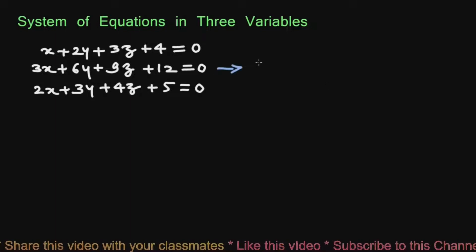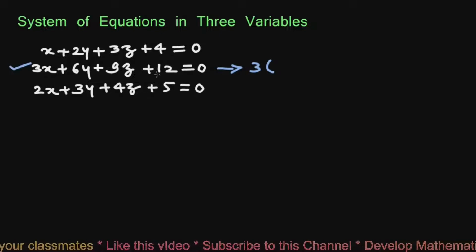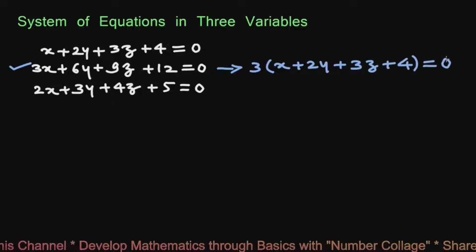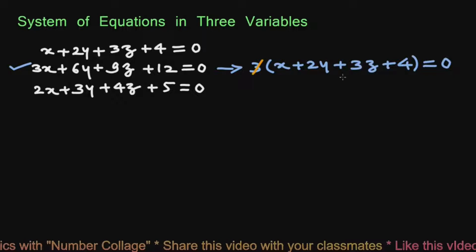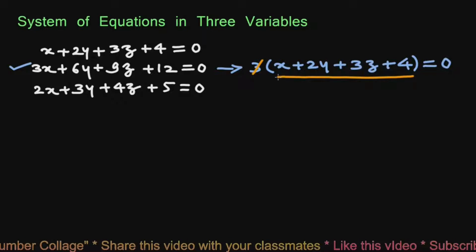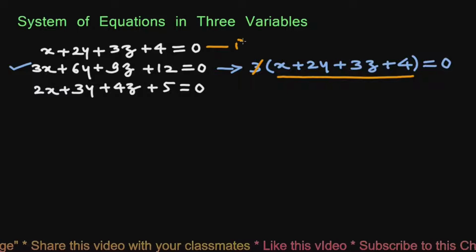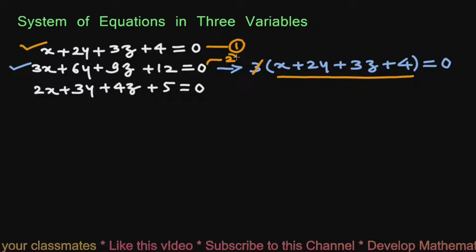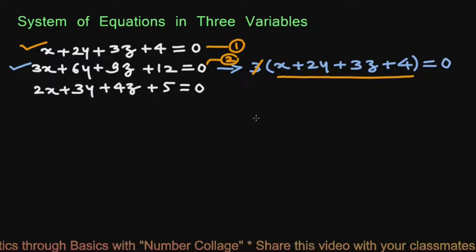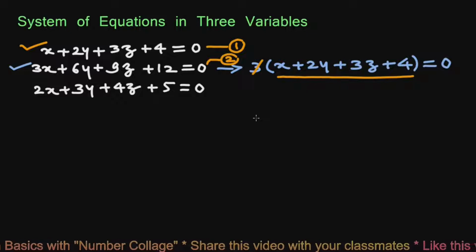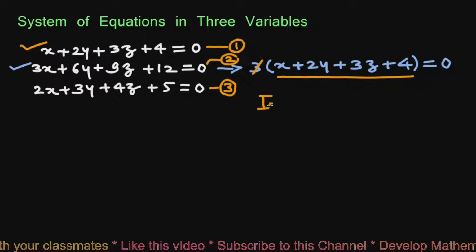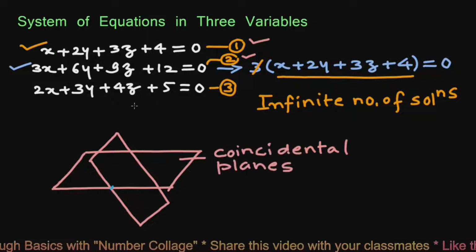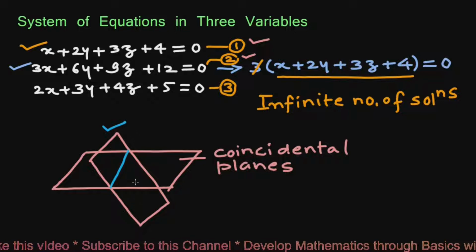Here if we take 3 common from the second equation, then it becomes 3 times x plus 2y plus 3z plus 4 equals 0. Dividing throughout by 3, we get x plus 2y plus 3z plus 4 equals 0, which is same as the first equation, which means that the first equation and the second equation are one and the same. We can find that these three equations have infinite number of solutions, which geometrically means first two planes are coincidental, which intersect this third plane in a line like this.